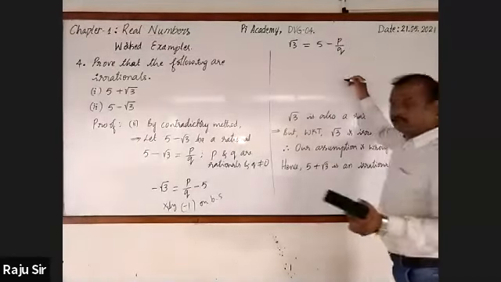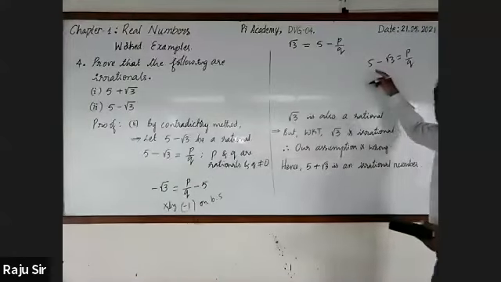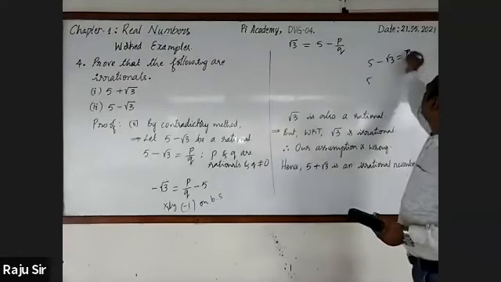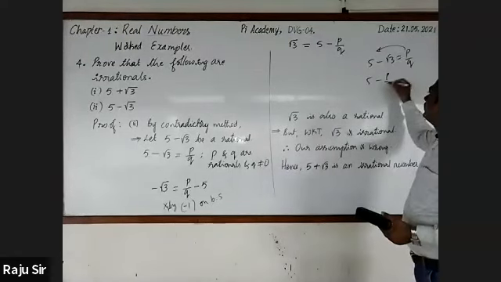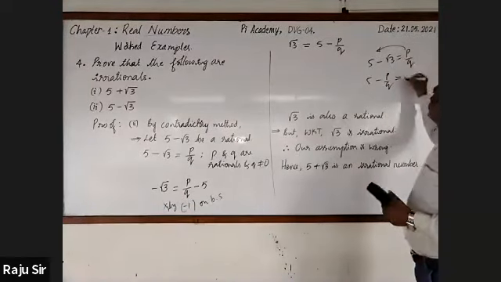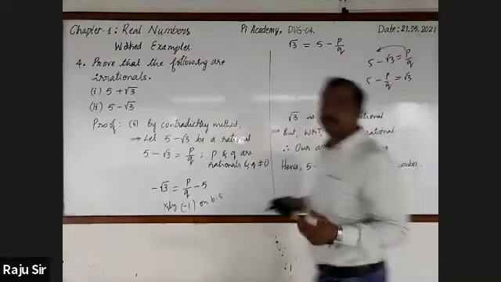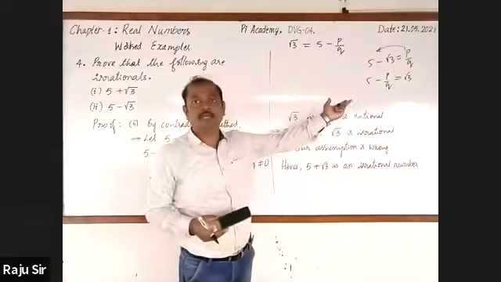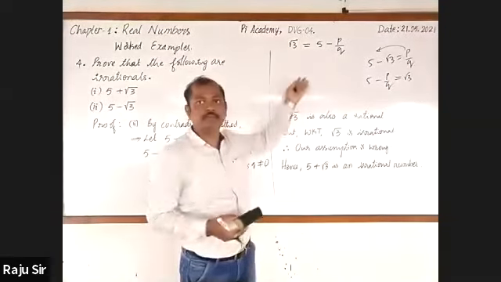Even if instead I had said 5 minus root 3 is equal to P by Q, you can also write this as 5, transfer P by Q to the left hand side, it becomes minus P by Q, and minus root 3 to the right hand side, it becomes plus root 3. Got it? So both are same only. Next.